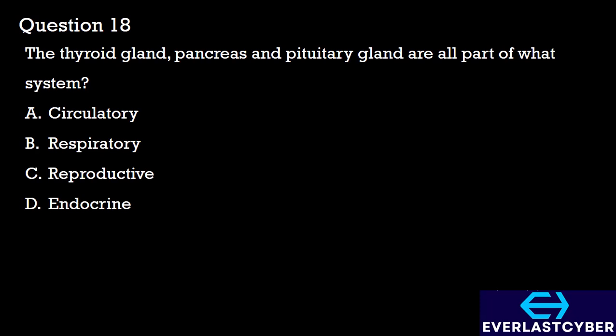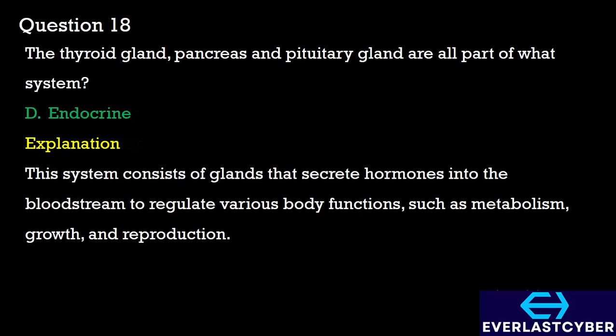The respiratory system involves the lungs and the airways, and they are responsible for breathing and exchanging gases like oxygen and carbon dioxide. The reproductive system is responsible for production of offspring, and it includes organs like the ovaries, testes, and uterus. While the endocrine system consists of the thyroid gland, pancreas, and pituitary gland, and they secrete hormones into the bloodstream to regulate various body functions like growth, reproduction, and metabolism. So our answer here is option D, the endocrine system.